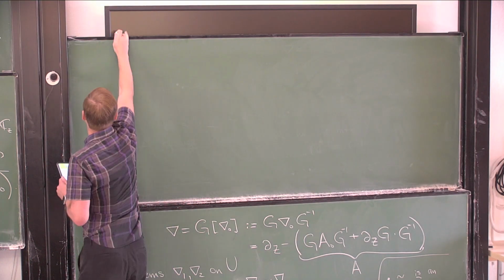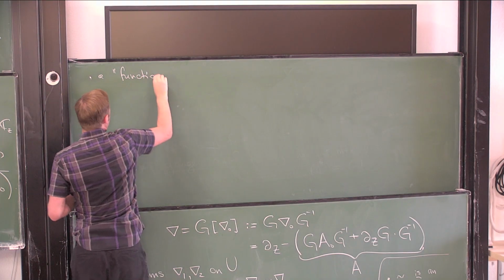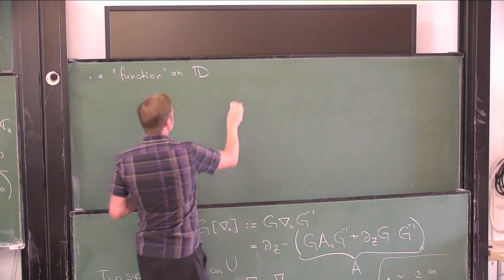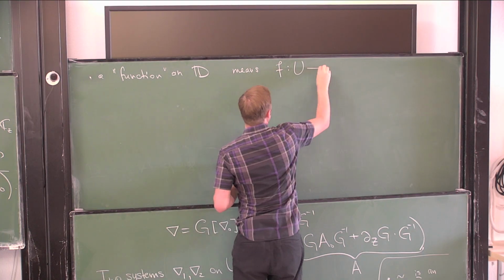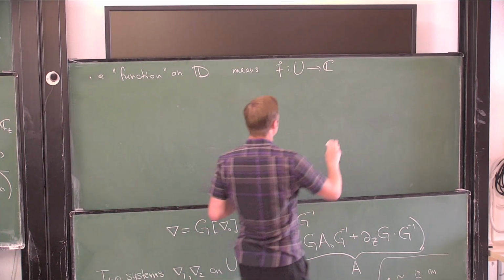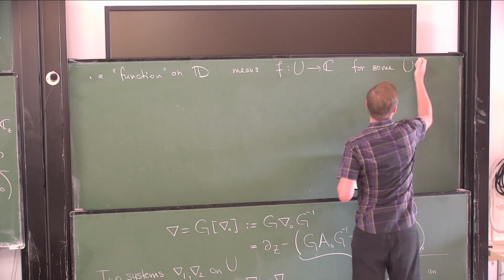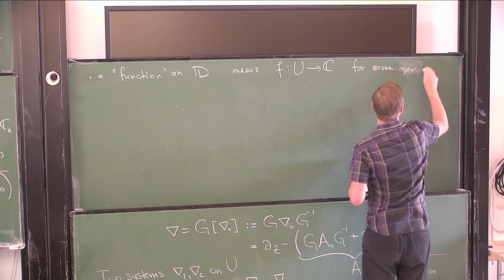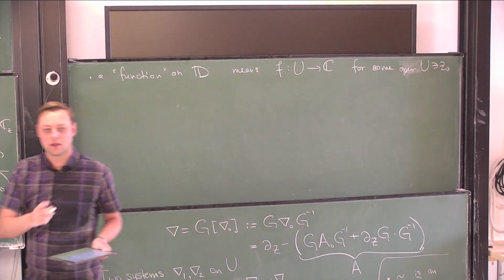So when I speak of a function on an infinitesimal disk, what this means really is just that f is a function on some open set that represents this infinitesimal disk. For some open neighborhood of Z naught.